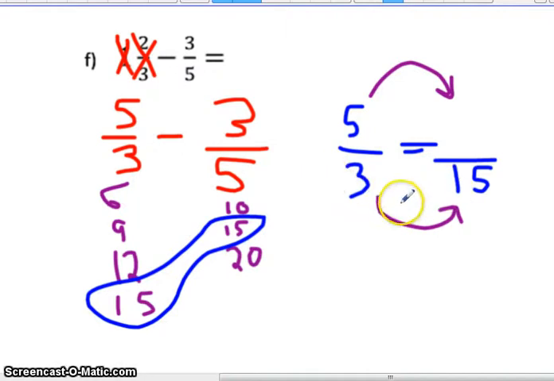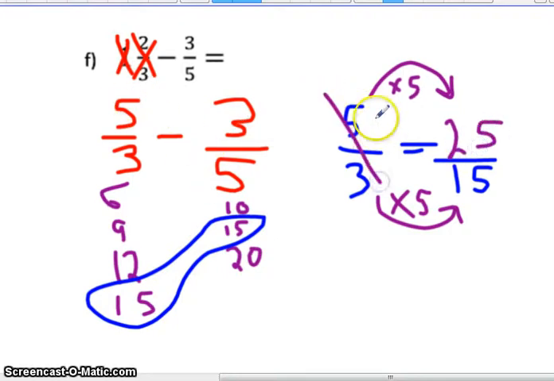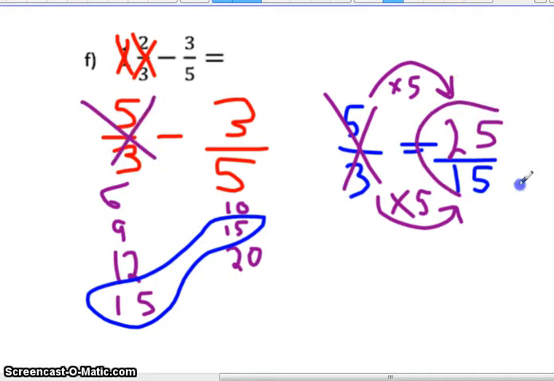3 to 15 is times 5, so that means I have to multiply the top by 5 to get 25. So 5/3 is dead now. Now we only have 25 over 15. Now let's do the same for 3/5.